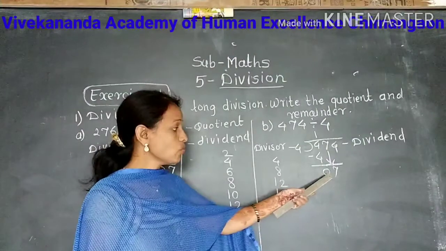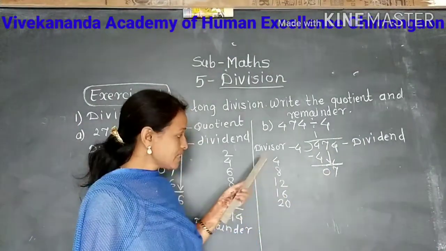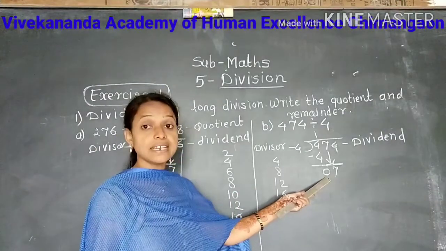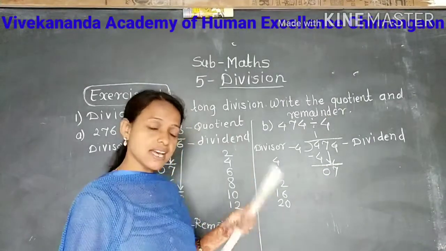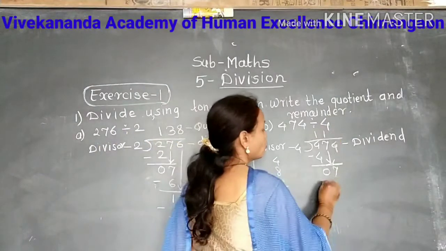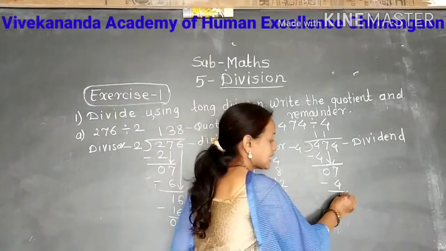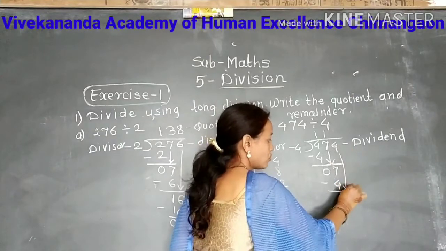Now here we have to divide 7, but 7 is not a multiple of 4. So we have to see less than 7. Less than 7 is 4. 4 ones are 4. 7 minus 4 is 3. Now the next and last digit is 4, so we are dividing 34.